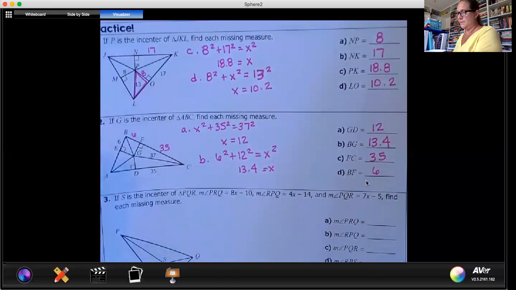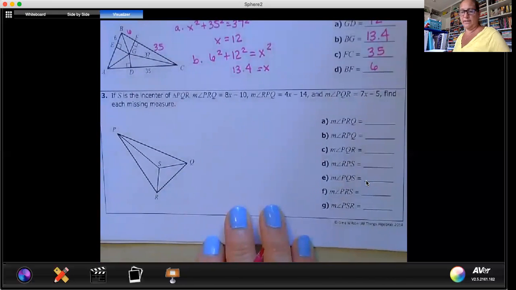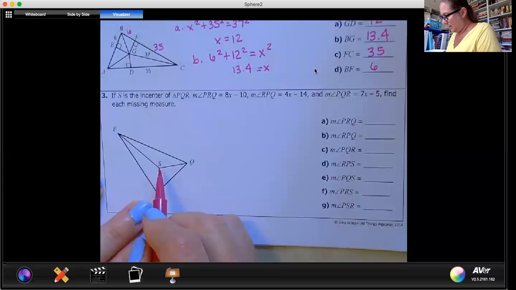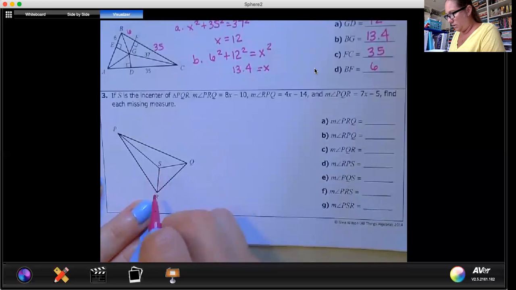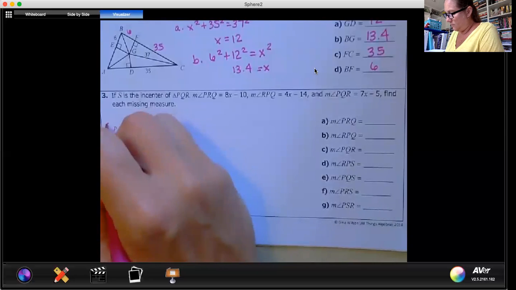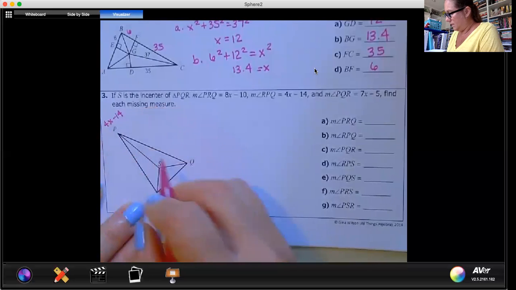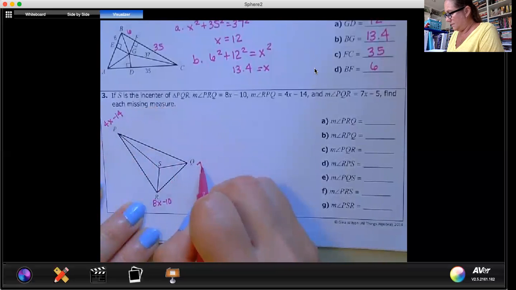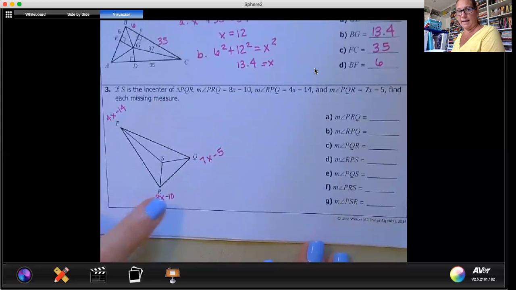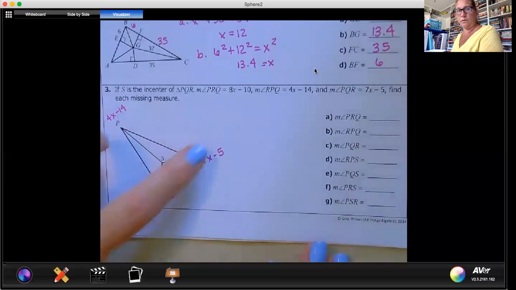So we're going to work one more together, and then I'm going to give you guys a chance to do some practice problems using the notes, and then we'll check those before you go. So S is an incenter, and angle PRQ is 8x minus 10. Angle RPQ is 4x minus 14. And then Q is going to be 7x minus 5. So we're going to start by finding x by adding all 3 angles equal to 180.